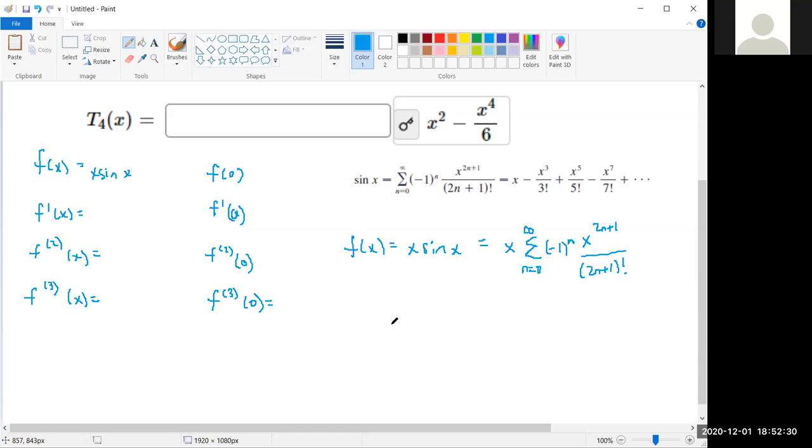This is good because now we have the general Taylor series for our function. I can bring the x to the inside of the summation. So this would be the sum from n equals 0 to infinity of -1 to the n, x to the 2n plus 1, and this is x to the first power, so if I bring it inside, it'll be 2n plus 2 now.